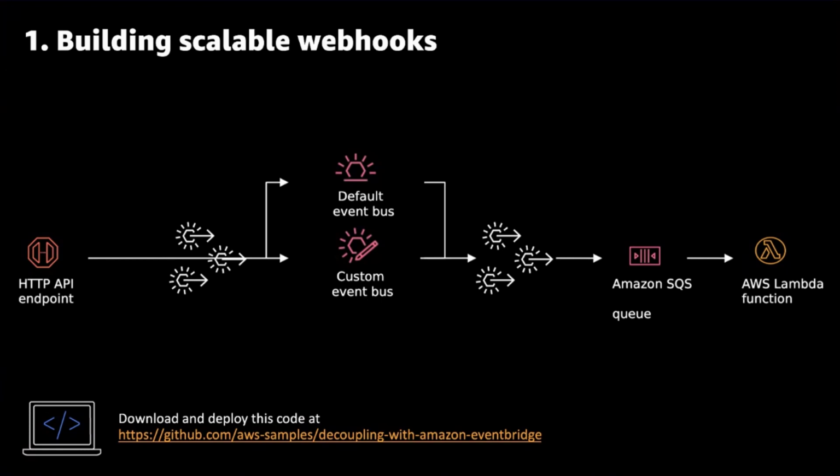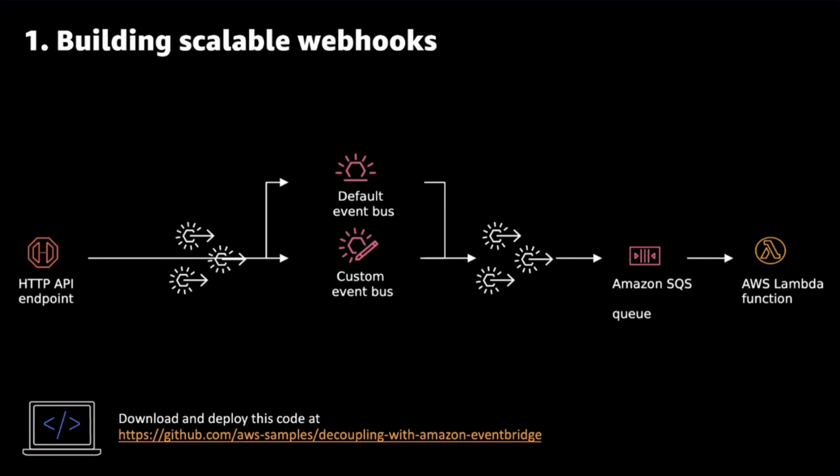EventBridge provides a simple solution. In this architecture, the HTTP endpoint routes directly to an event bus using a service integration. The HTTP API service integration passes events directly to the EventBridge service, and the bus then passes the messages to an SQS queue for durable persistence. In this example, a Lambda function then processes those events.